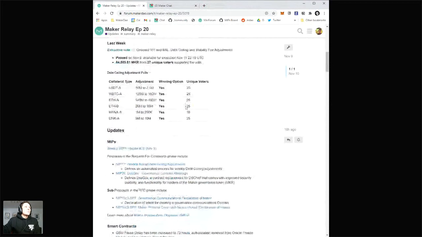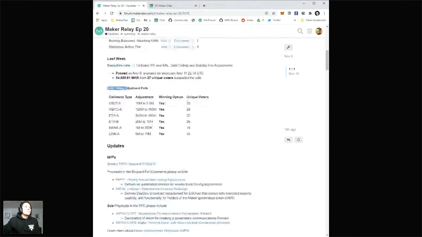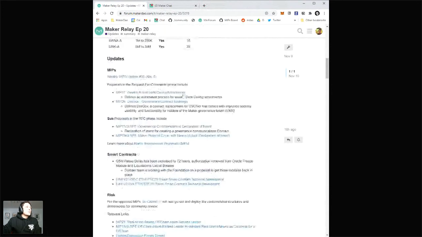And yeah, these are last week's debt ceiling adjustment polls that converted into this executive vote. So all of that happened. It's all yeses across the board. All right, some updates from MIPs.